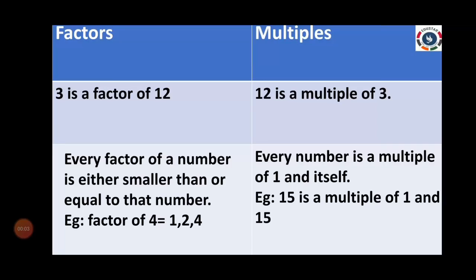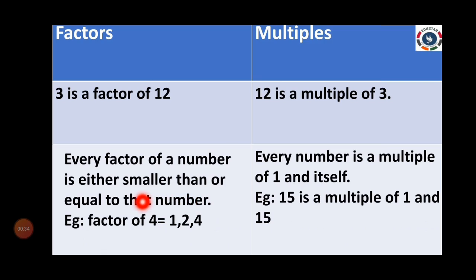Then I am going to explain the difference between factors and multiples. For example, 3 is a factor of 12 because 12 is a multiple of 3. Every factor of a number is either smaller than or equal to the number. The factors of 4 come in the 1 table, 2 table and 4 table. 1 4 is 4, 2 2s are 4, 4 1s are 4.